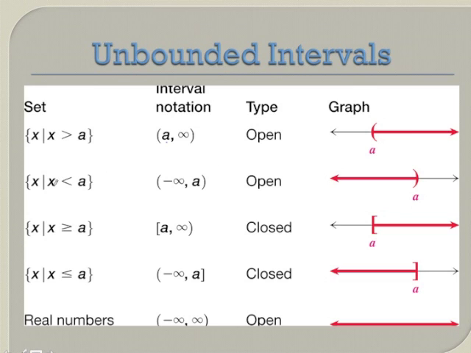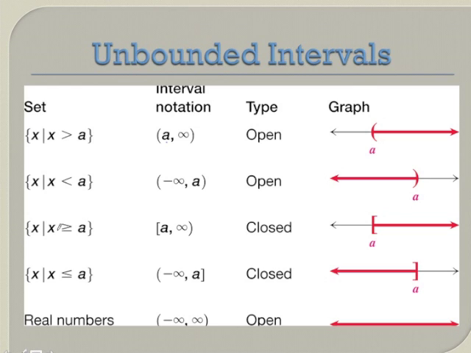Now, if we have the set of x such that x is less than a, in this case, a is our endpoint, but we always do the smaller number first. So negative infinity is smaller. Parentheses, negative infinity, and then a, and this is a parentheses because it's just less than, not or equal. This is open, and we have the parentheses. You can see this one goes to the left.